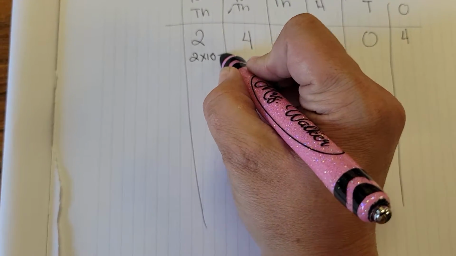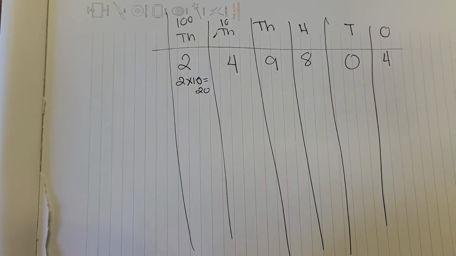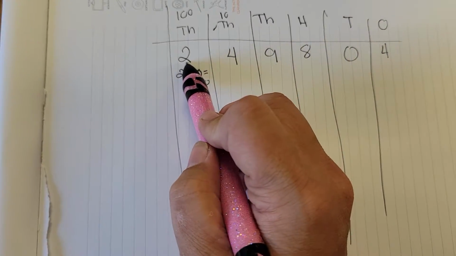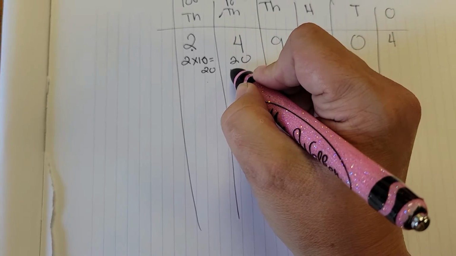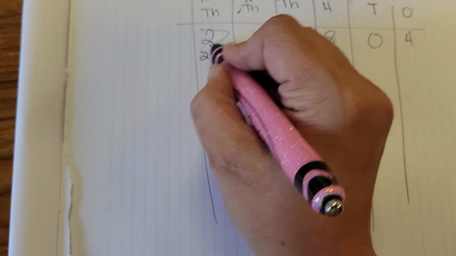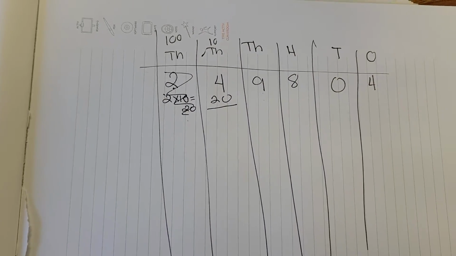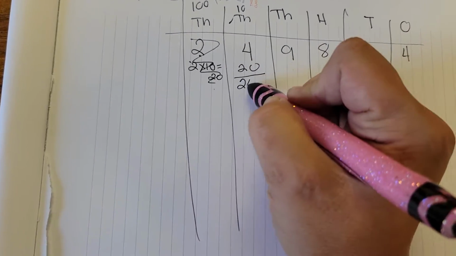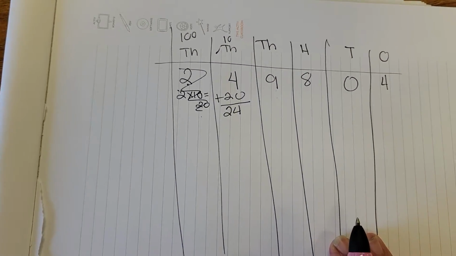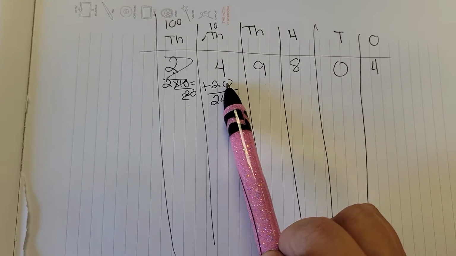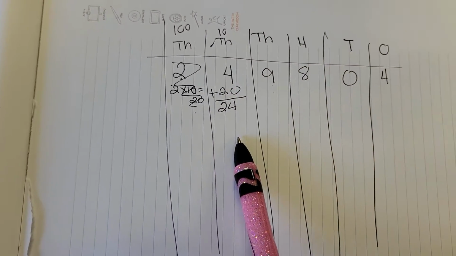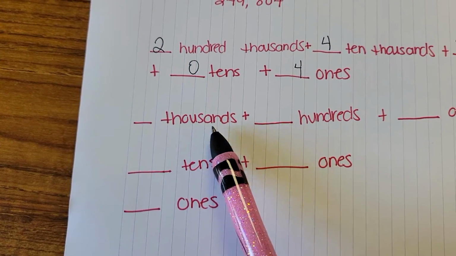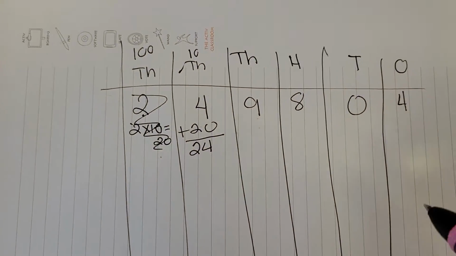So 2 times 10 equals 20, which means I can trade 200,000s for 20 10,000s. I'm going to get rid of those because I traded them. Now I have 24 10,000s, because I have the 20 that I traded plus the 4 that I had in the original number. But notice they're asking for thousands, so I need to keep going.